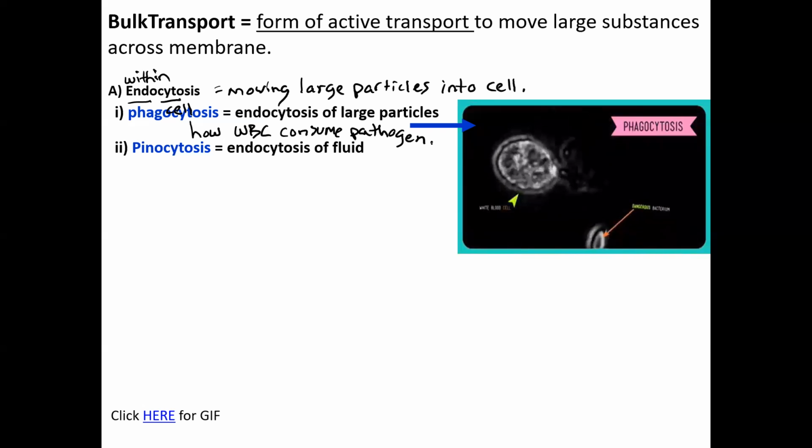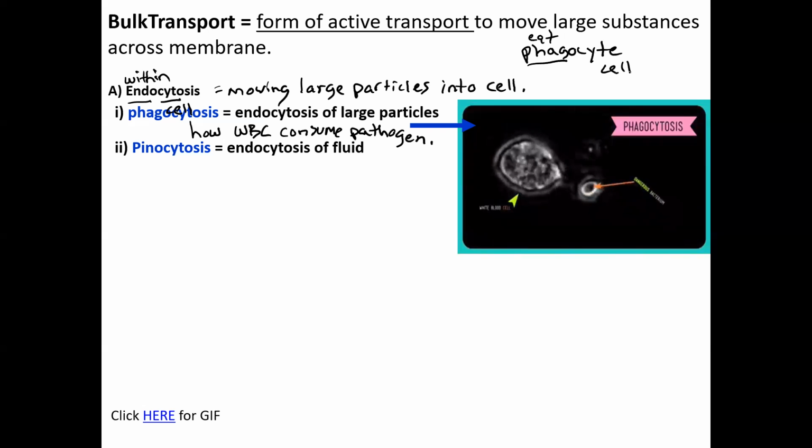That's called phagocytosis. A phagocyte: phage means to eat, and cyte means cell. It's a cell that eats. A white blood cell is a phagocytic cell. It eats bacteria, viruses, things like that. It consumes it and breaks it down. That's why it's called phagocytosis.